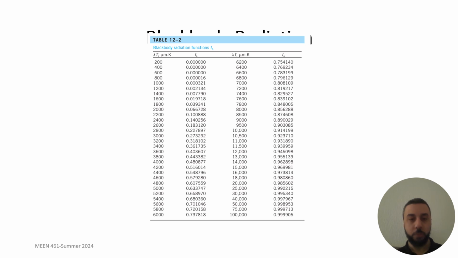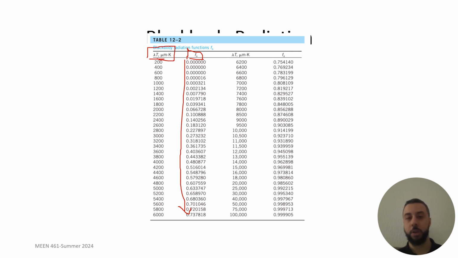So we have the fraction emitted by a certain wavelength. Depending on what your value of lambda T is, you'll have different values of the fraction. And you can see as lambda T gets higher, it gets closer to a value of 1, which just means that you've covered almost the whole range of wavelengths. So the first step in any of these calculations is to calculate lambda T.